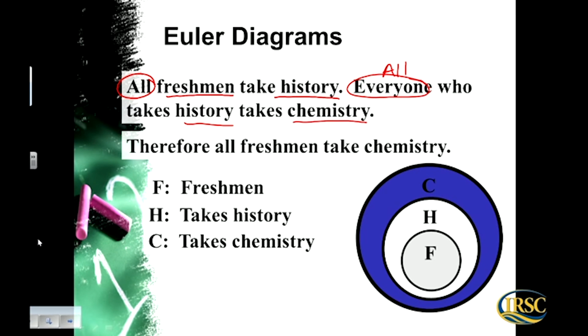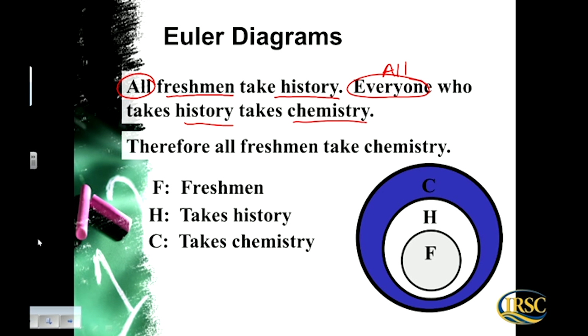So once you look at the first two premises, now you take a look at the conclusion. Sometimes you might have to make another circle in the conclusion. But in this case, we already have freshmen in chemistry taken care of. So it says, therefore, all freshmen take chemistry. This is the only way we could have drawn this picture. And is that true according to the picture? Yes. Freshmen are inside of chemistry, so therefore all freshmen must be taking chemistry as well.